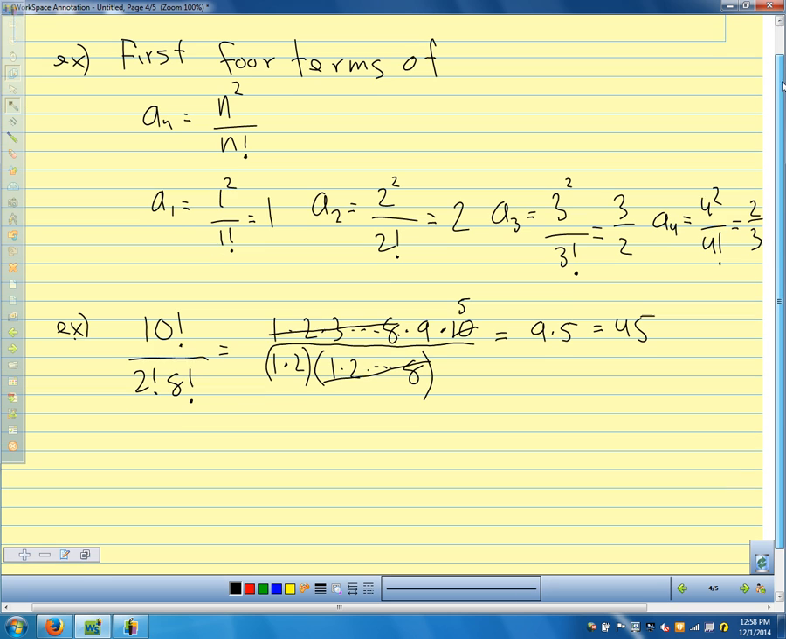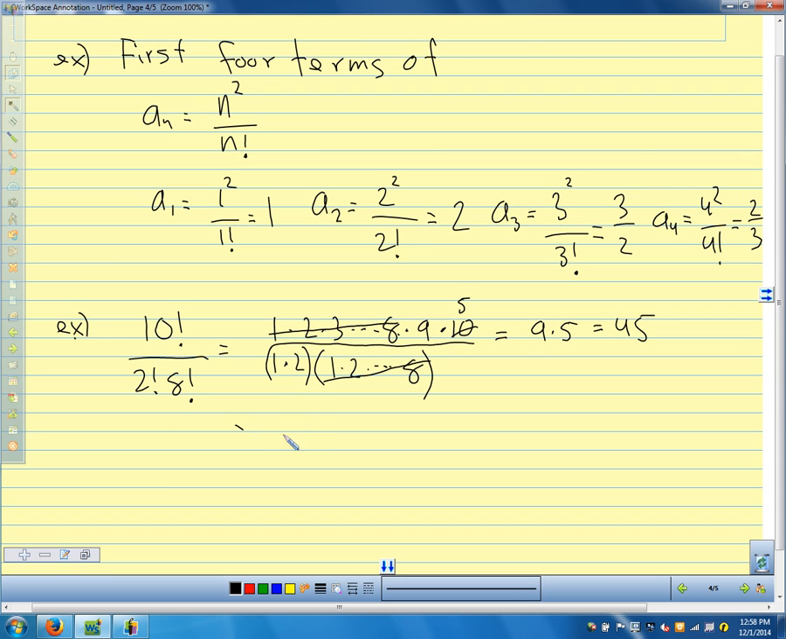The other way that we can think of this is 10 factorial is 1 times 2 times 3 all the way up to 8, times 9 times 10, over 2 factorial times 8 factorial. What we're doing is canceling out that 8 factorial, and the 2 factorial is just 2. We cancel that with the 10 and we get 45. So just another way to think of that.